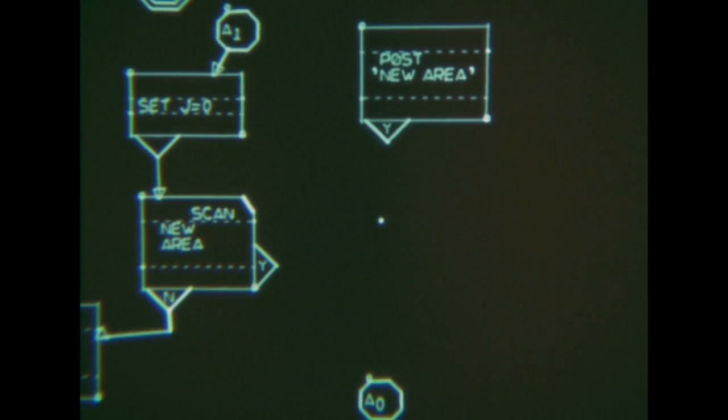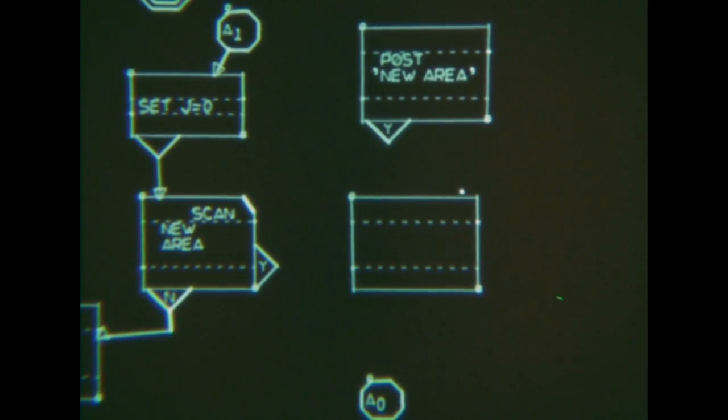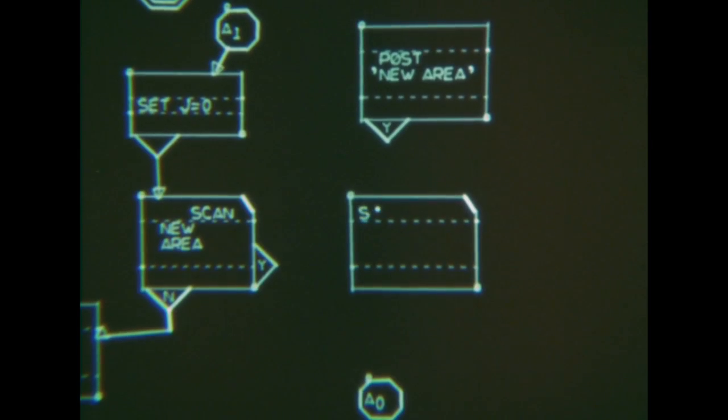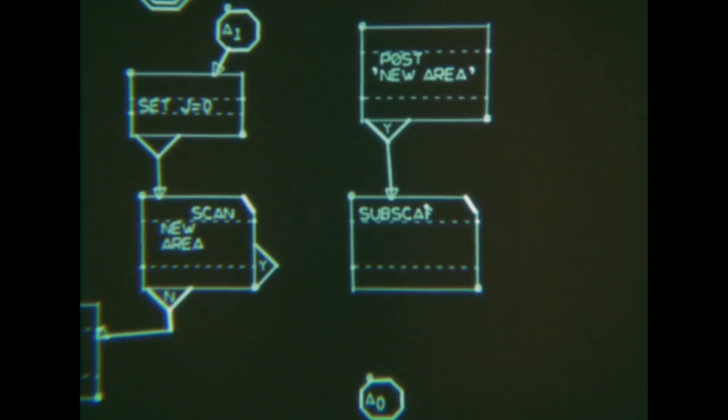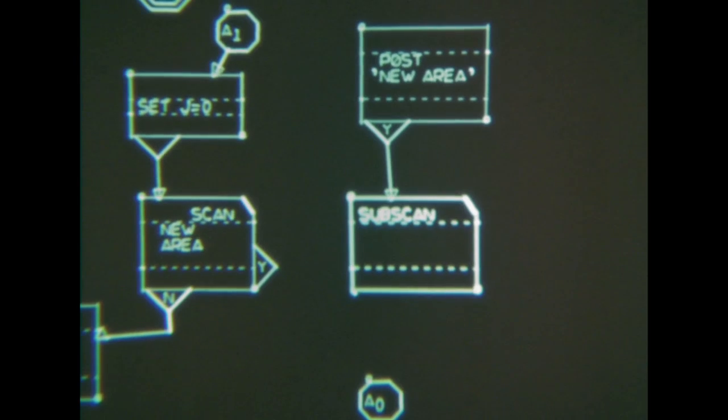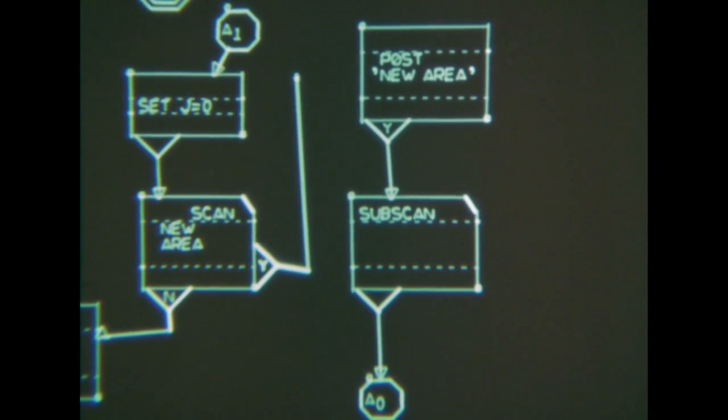This allows us to draw a new box. Then chop off its corner and label it subscan with a residual error. Draw a flow from post to subscan, correct the label, add a decision on subscan so that control may flow to the connector A0, then complete the diagram from scan to post. We then leave this graphic file and return to the graphic file control page.